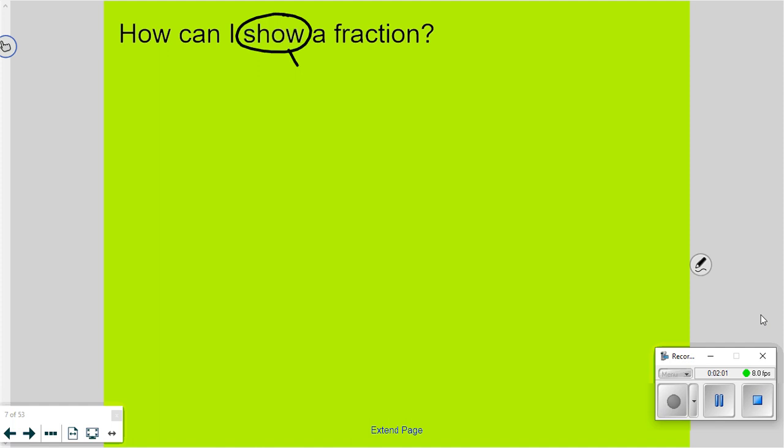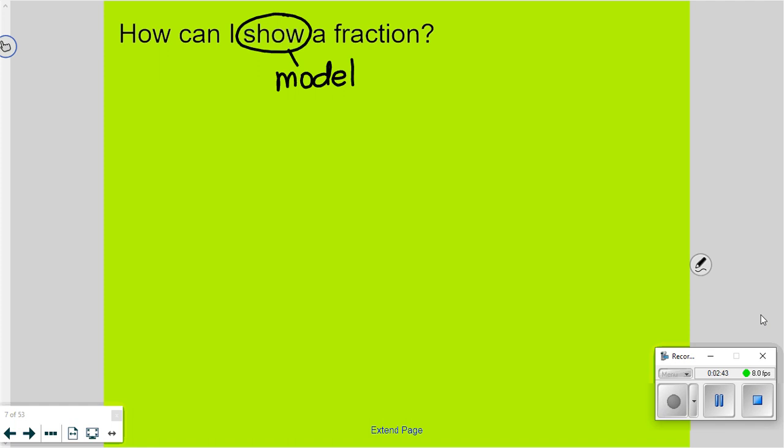Rylan, what are you thinking? Still thinking? Okay, Zach? How can I tell? A word that you're going to see a lot. Model. Great. Fantastic. How can I model? So the word model and show are going to show up as synonyms.